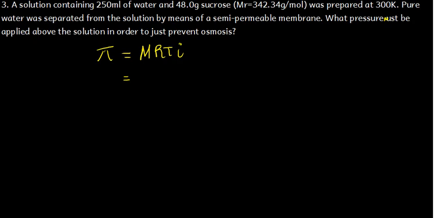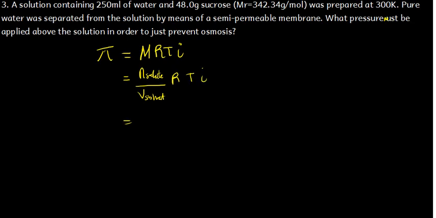Now, what is the molarity? Molarity, we know, is the number of moles over volume. That is number of moles of solute divided by the volume of solvent, that is where you've dissolved it into, then multiplied by R, multiplied by temperature, multiplied by the Van't Hoff constant.